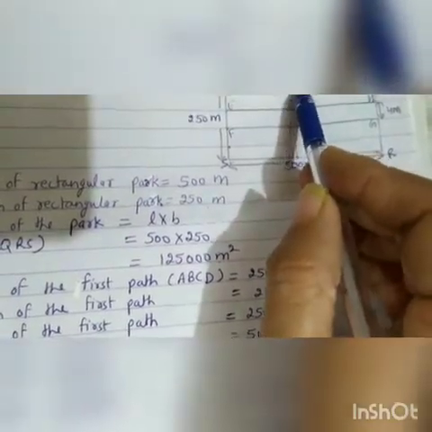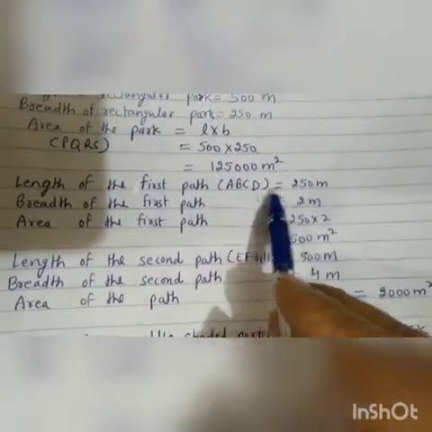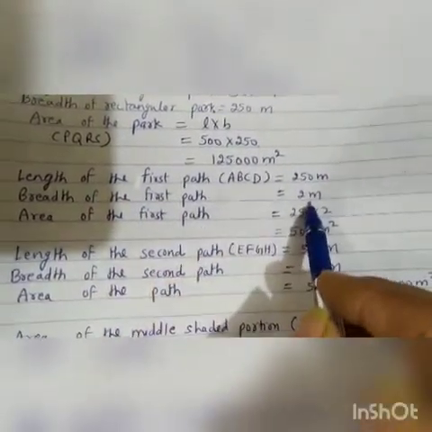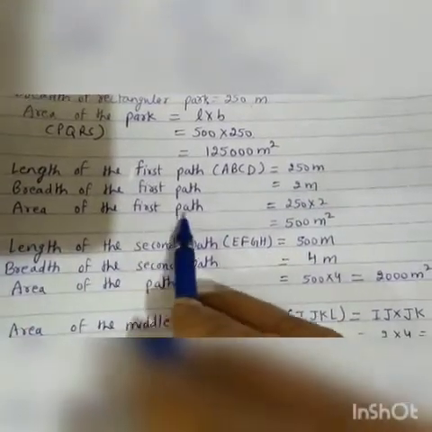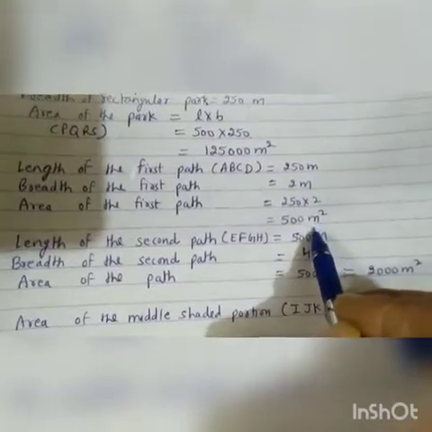And the breadth of this path is 2 meter. So the length of the first path, that is ABCD, is equal to 250 meter. Breadth of the first path is 2 meter. So the area of the first path is equal to 250 multiplied by 2. It is 500 square meter.